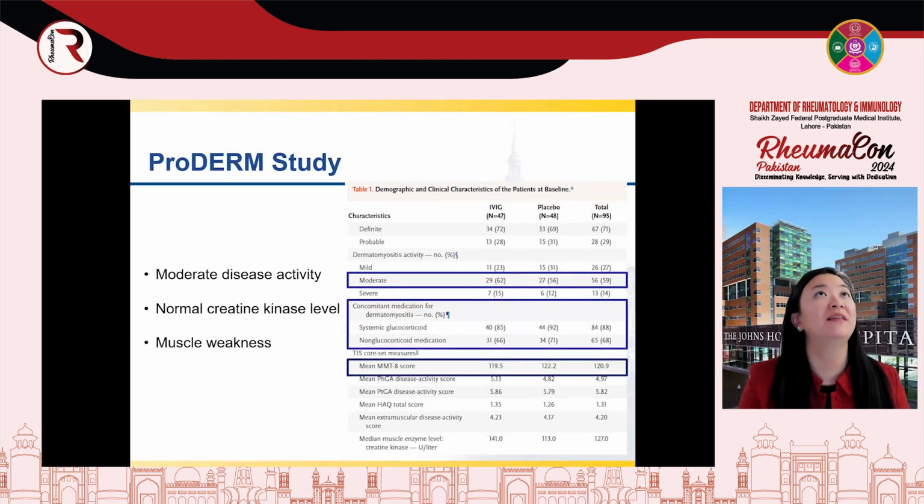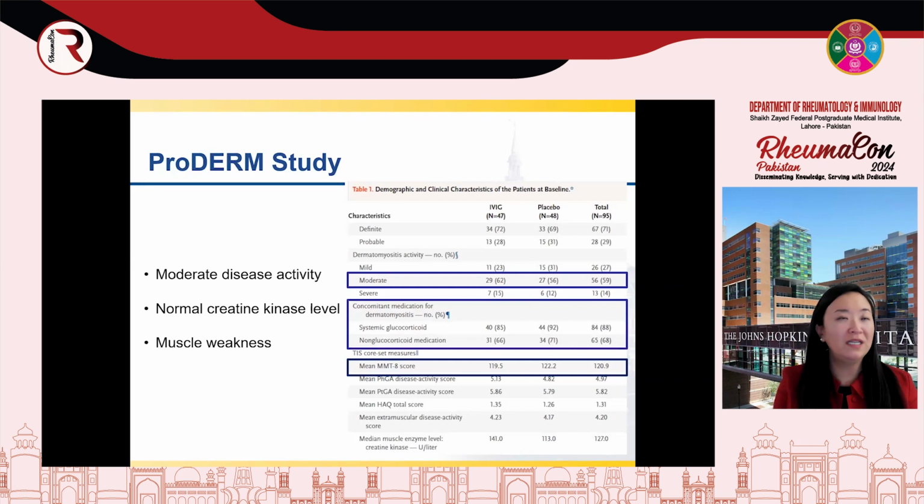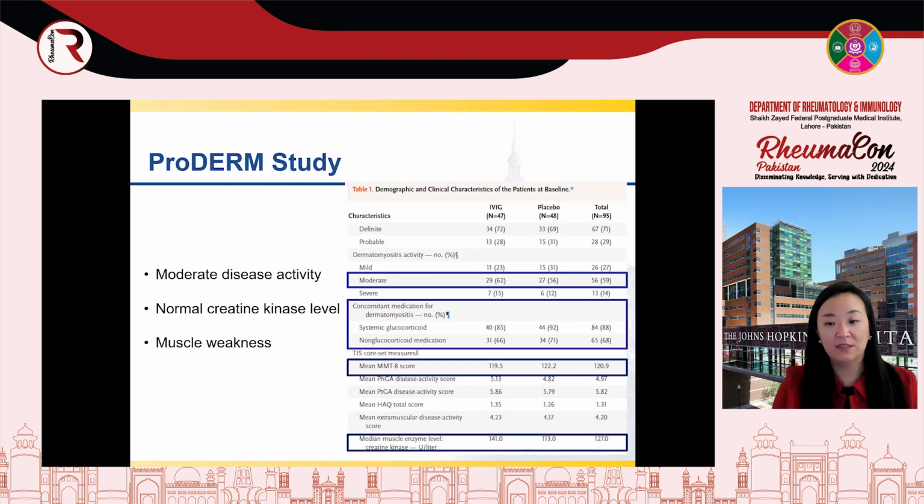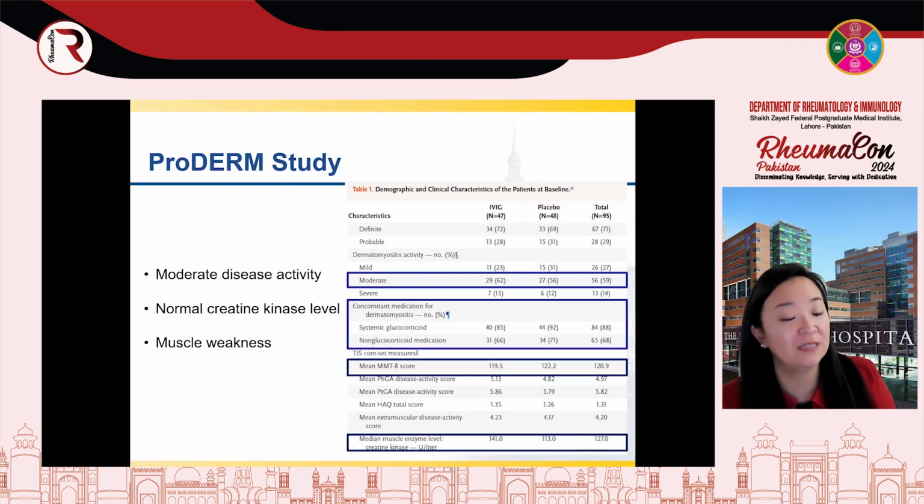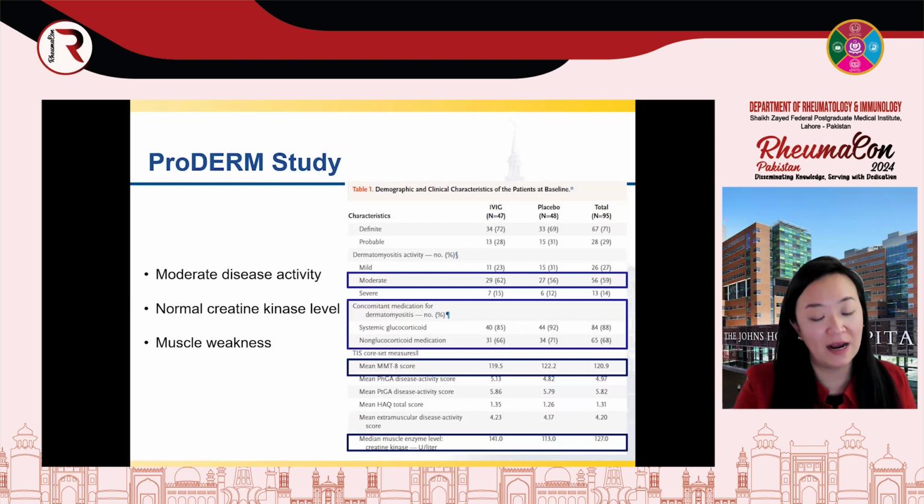And maybe their CK was not that high because they were on up to 2 background immunosuppressants. But you can see here that compared to the treatment group versus the placebo group, the MMT-8 score, which is a manual muscle testing score of 8 muscle groups, is pretty low, and it's comparable between the placebo and IVIG group. And this really highlights that patients with dermatomyositis don't need to have significant elevations of their muscle enzymes. So the muscle enzymes here are 141 and 113. For you to consider, if they're not responding, as long as they have some weakness, consider adding IVIG.